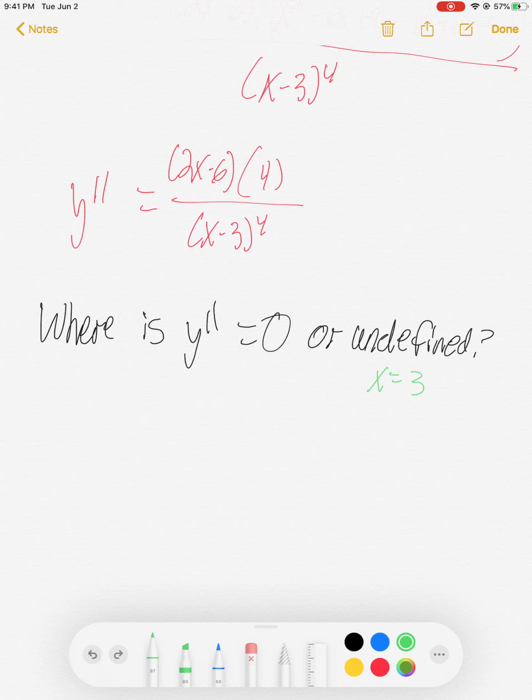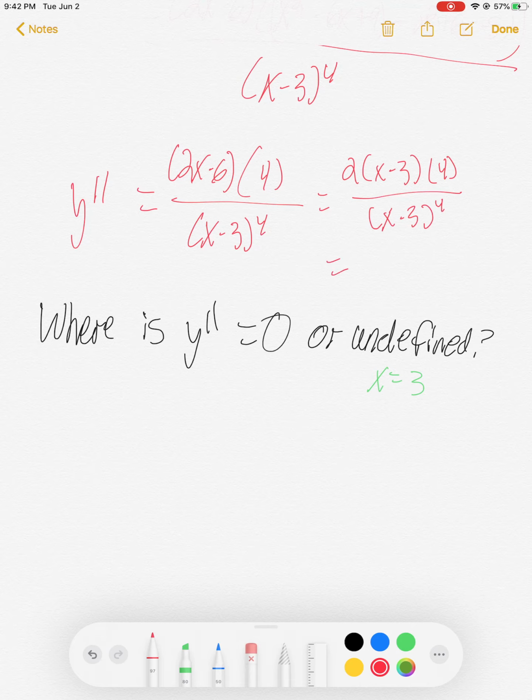So the only point where it's equal to 0 would be if the numerator is 0. And the numerator is 0, yeah, if x equals 3. So excuse me, it's actually just, oh, wait a minute.